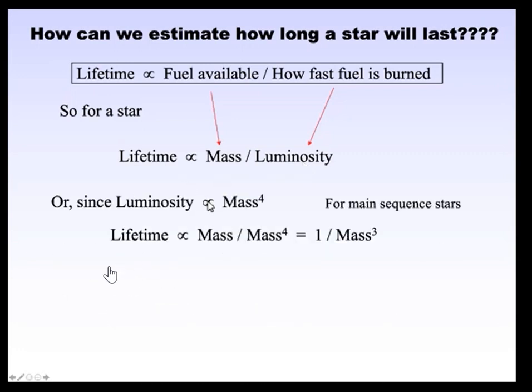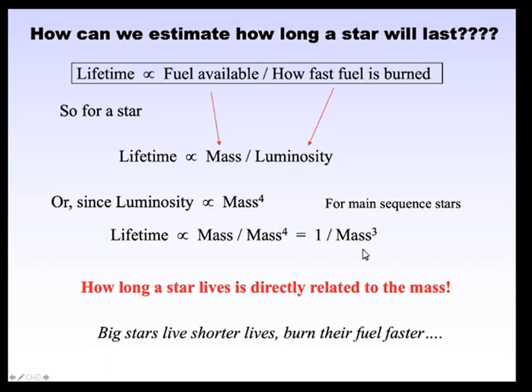Now remember, I just told you that luminosity actually goes with the mass of the star to the fourth power if it's on the main sequence. So I can replace the word luminosity here with mass to the fourth power. So the lifetime is proportional to the mass divided by the mass to the fourth power, and you can just cancel and it becomes 1 over the mass cubed. Don't worry about that. So how long a star lives goes as 1 over the mass of the star cubed. Now that's interesting because what it says is that if a star has a bigger mass, its life is actually a lot shorter. So more massive stars actually live shorter lives, because they burn their fuel so much faster.